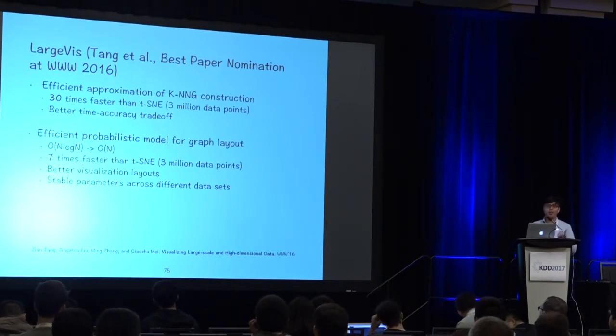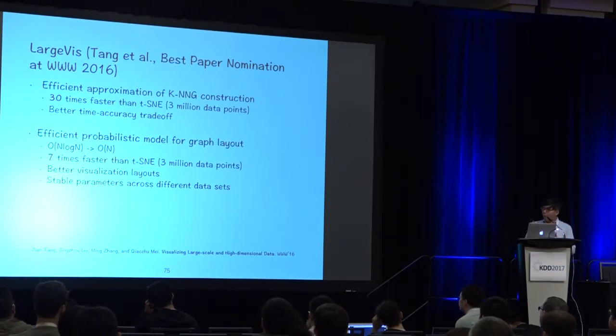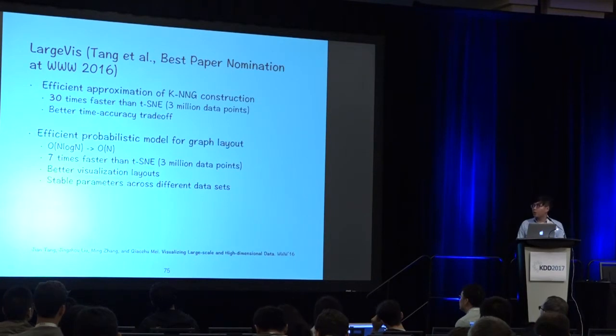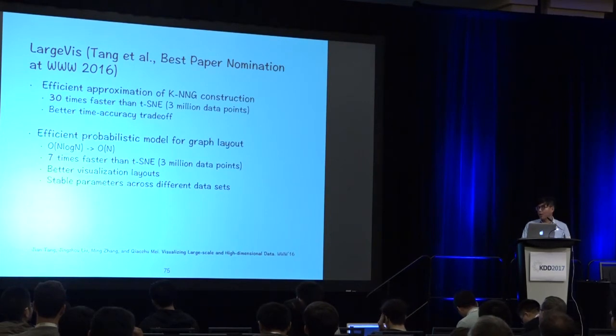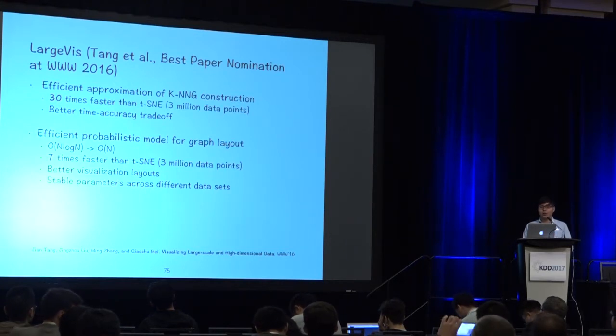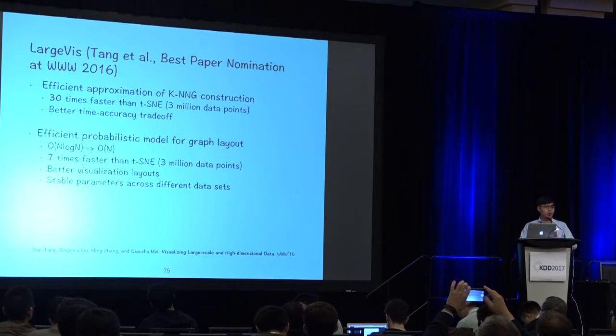LargeVis also has a very efficient model for graph layout. For t-SNE, the complexity is n log n, but for LargeVis, the complexity of graph layout is linear in the number of data points, which is very efficient. On 3 million data points, LargeVis is 7 times faster than t-SNE, and the visualizations generated by LargeVis are also better than t-SNE. Besides, the parameters of LargeVis are very consistent on different data sets. That means if you have a new data set, you don't need to tune the parameters. You can just use the default parameters, okay?